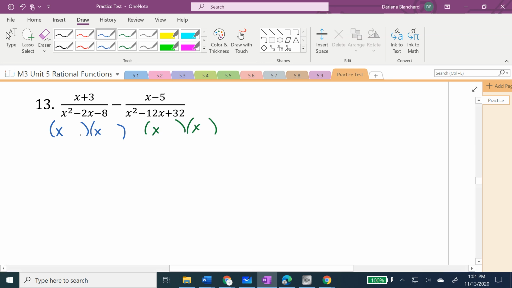So, two numbers that multiply to make -8 and add to make -2. And then two numbers that multiply to make 32, but when you add them, you get -12. Anyone have those yet? Very good.